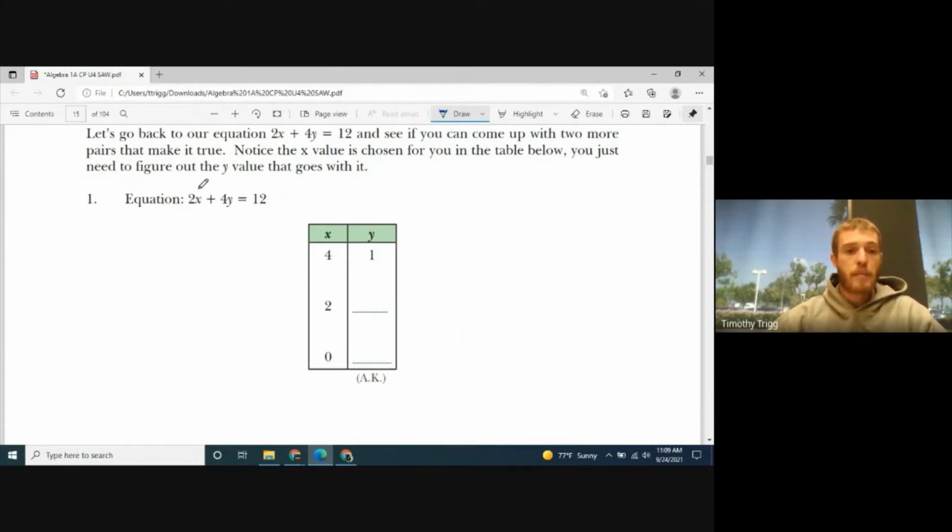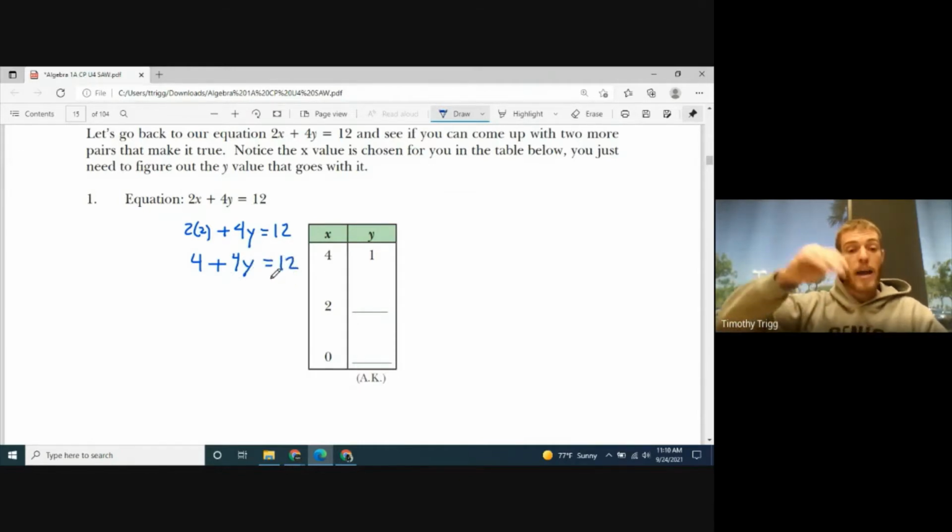So it'll be 2 times 2 plus 4y equals 12. So 2 times 2, that's 4. So this becomes 4 plus 4y equals 12. Now my goal is to get y by itself. I want to say y equals something. So I'm going to go ahead and subtract 4 from both sides of the equation.